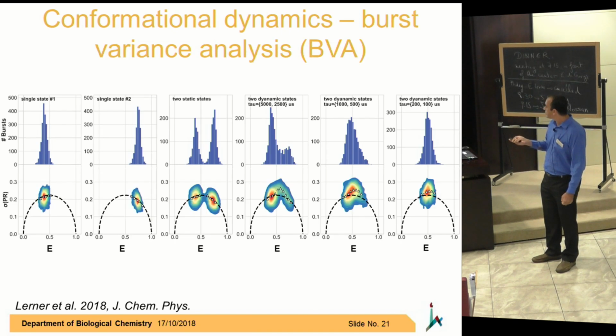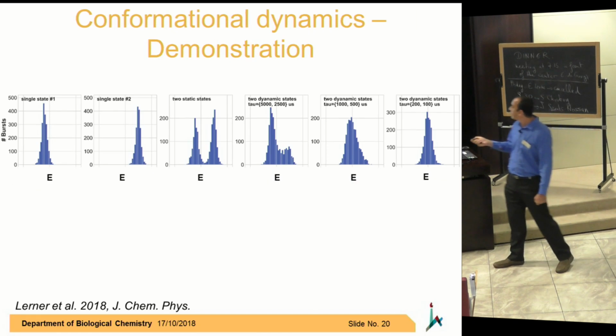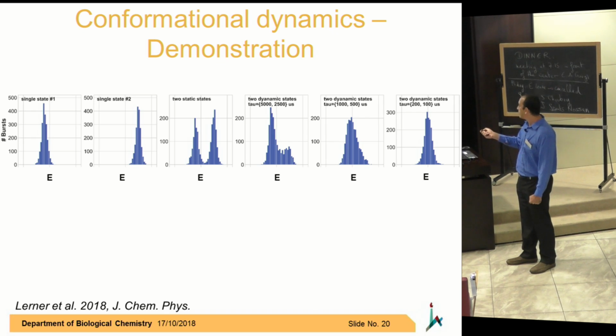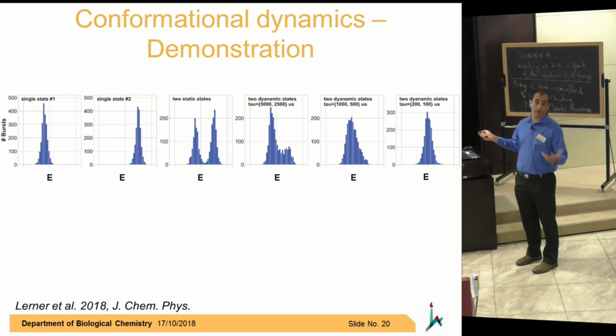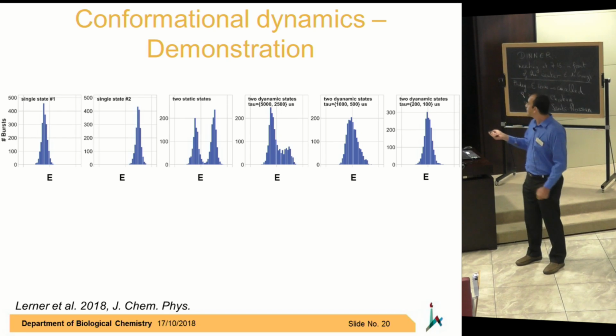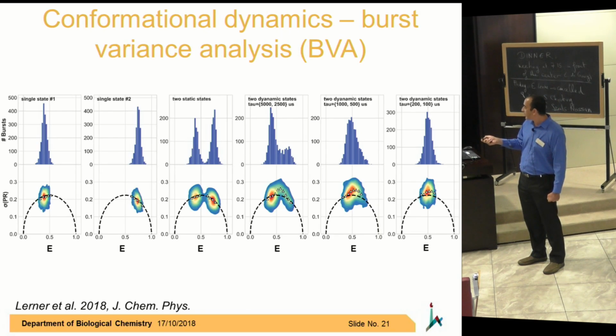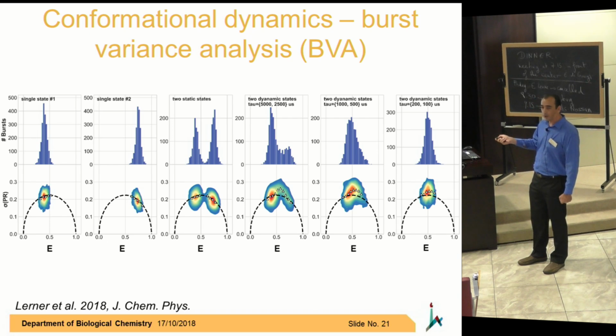This is just a simulation to show you. Here you have a single state that was simulated, another single state, a mixture of two static states, and states that interconvert with rates that increase until you see just one population. So it looks, for the experimentalist, or at least the one that just uses FRET histograms, as if there is one species here. So indeed, for a true ground state, one state, you have all of the bursts really aligned on the semicircle. Same goes for the two states.